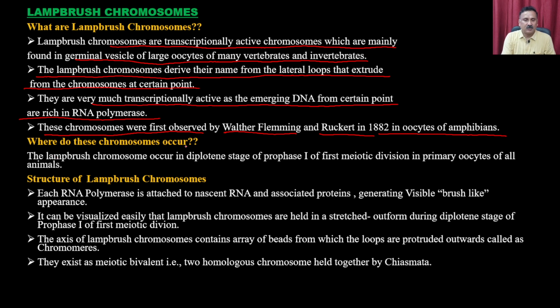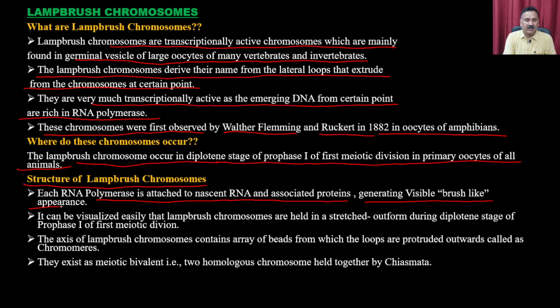Where do these chromosomes occur? The Lampbrush chromosomes occur in the diplotene stage of the prophase 1 of the first meiotic division in the primary oocytes of all the animals. Now the structure of the Lampbrush chromosomes: each RNA polymerase is attached to the nascent RNA and associated protein, generating the visible brush-like appearance. It can be visualized easily that Lampbrush chromosomes are held in a stretched out form during the diplotene stage of the prophase 1 of the first meiotic division.